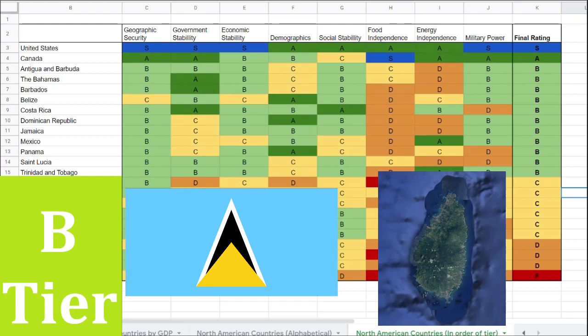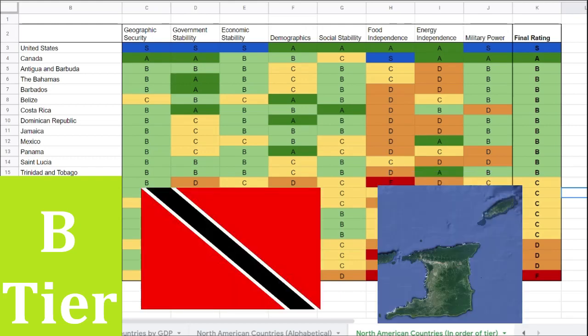Okay, on to the next one. That was another B tier nation. Next B tier nation is Trinidad and Tobago, the last B tier nation, but not the worst B tier nation. Actually, I'd say it's pretty high up there in B tier, if I had to rank them. Geographic security is B, same reasons. Government stability is B, former British colony. There was an unsuccessful coup attempt in 1990, but that is the only instance of political instability.